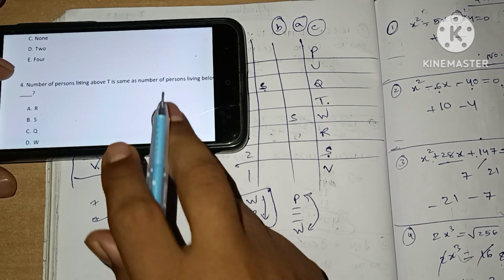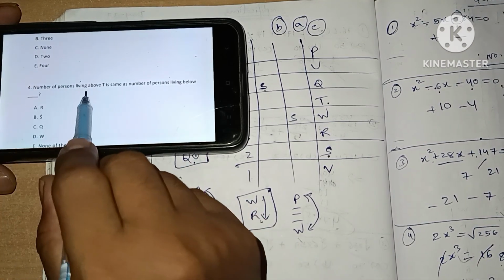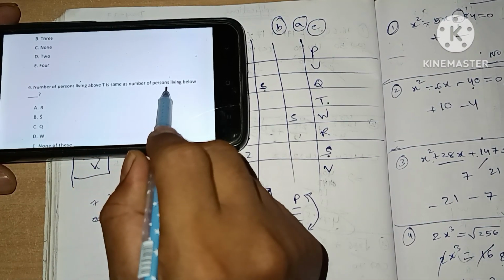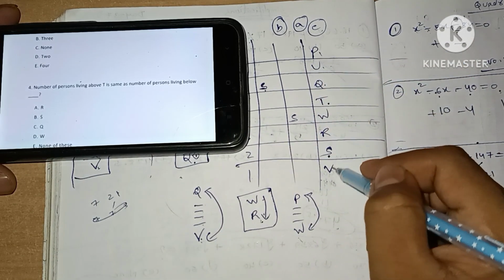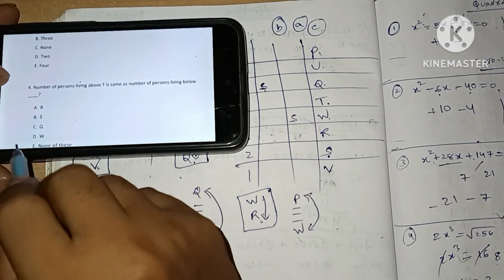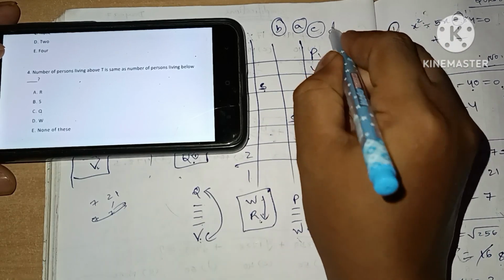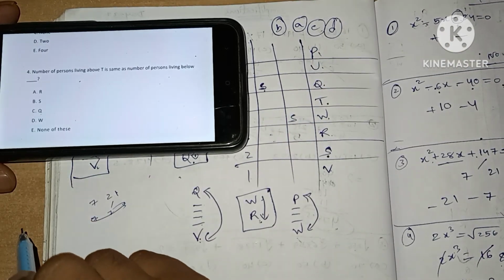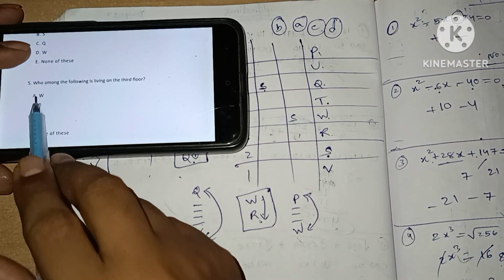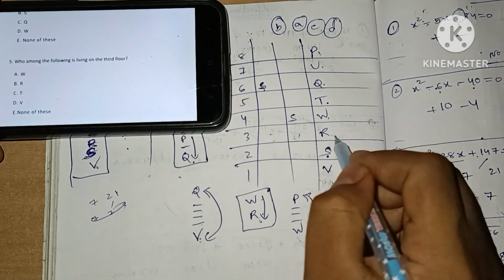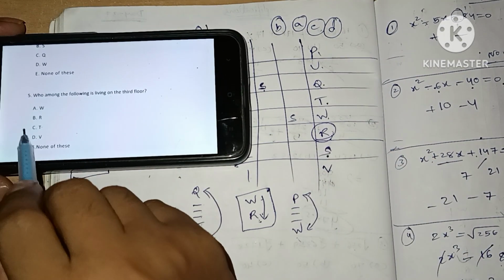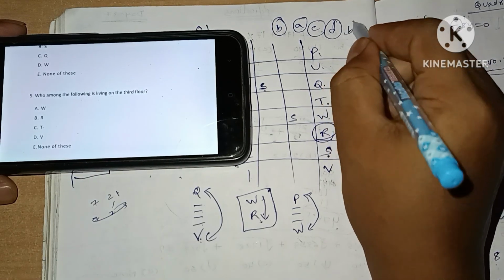Next, fourth question. The number of persons living above T is the same as the number of persons below W. 1, 2, 3. 1, 2, 3 below W. So the answer will be option D, below W. Next, fifth one. Who among the following is living on the third floor? On the third floor, R is living. So option B is our answer.